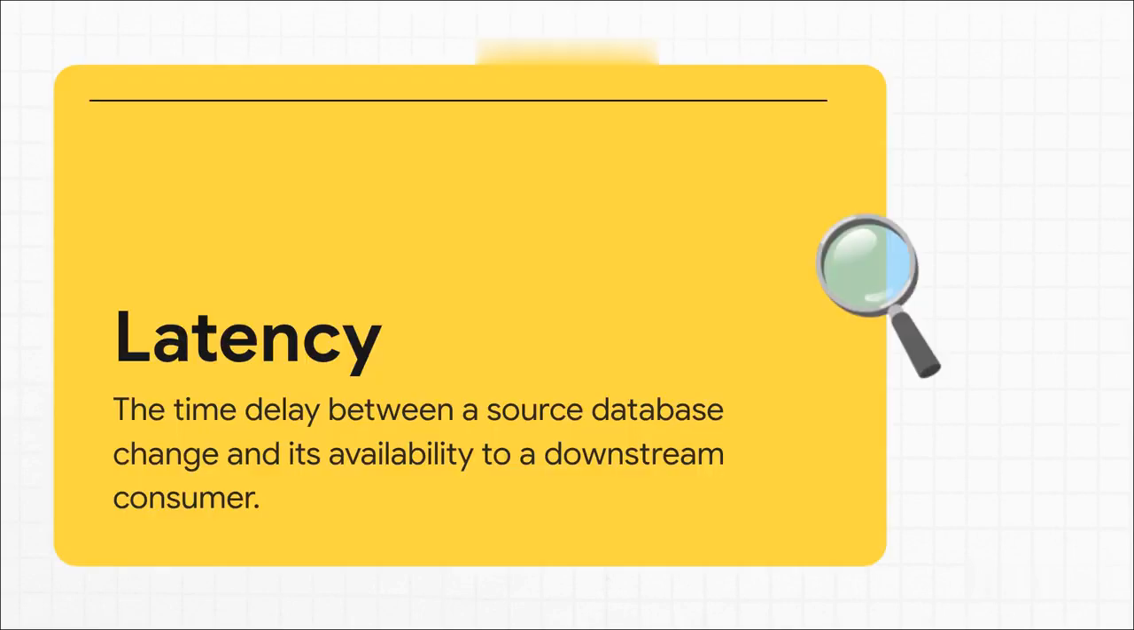So first up is latency. We're talking about that end-to-end delay. How many milliseconds does it take from the moment a row gets updated in your source database to the moment that change shows up in your downstream system? The whole point of CDC is to shrink this number. But every single hop, the network, the connector, the broker, it all adds a little bit of time.